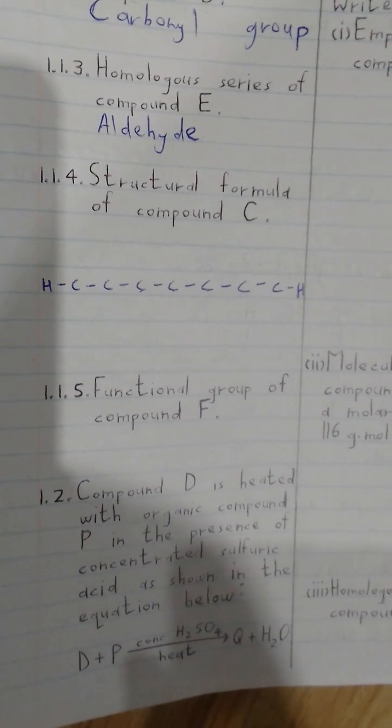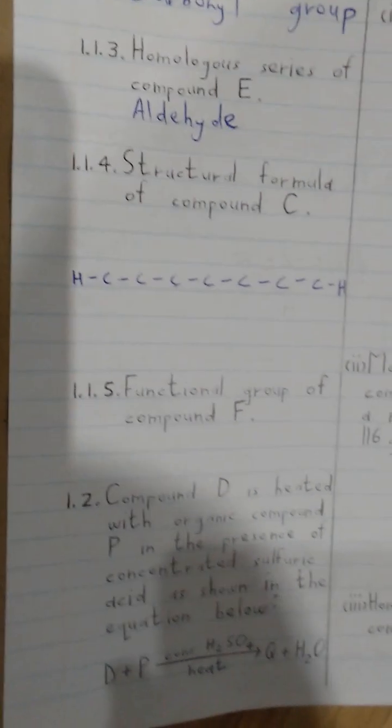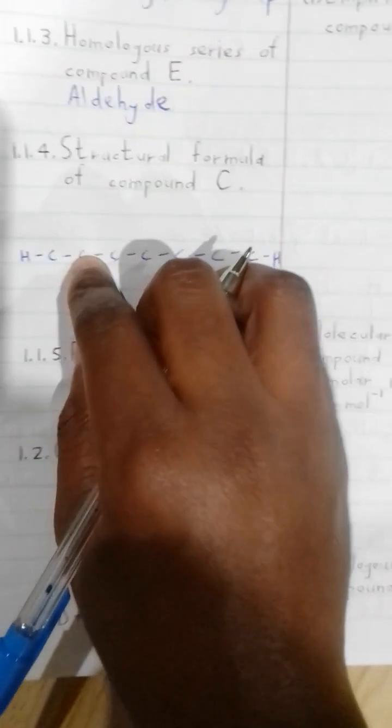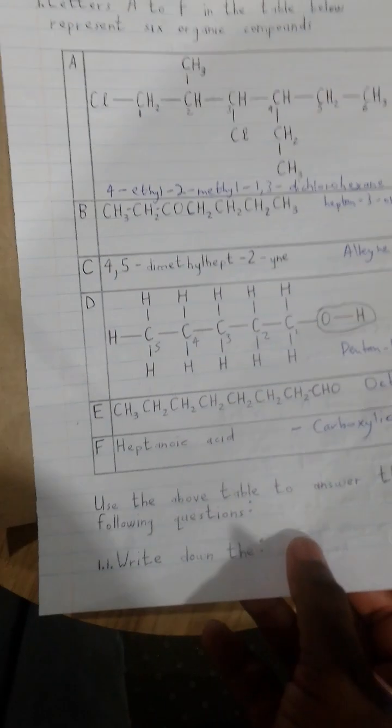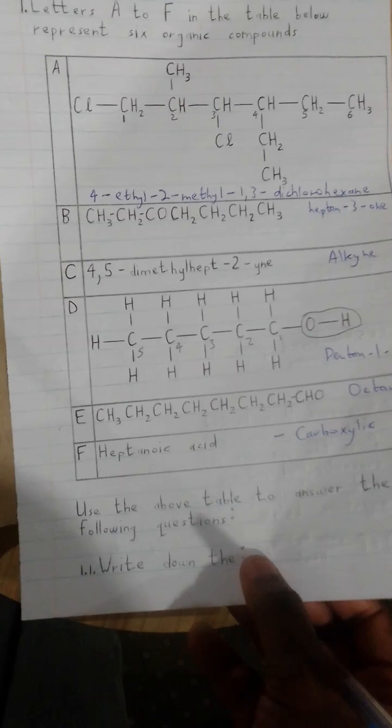And then in position 2, yne means you have a triple bond. So 1, 2, triple bond, right? And then in positions 4 and 5, you have a methyl group. 1, 2, 3, position number 4, methyl group. Position number 5, another methyl group.